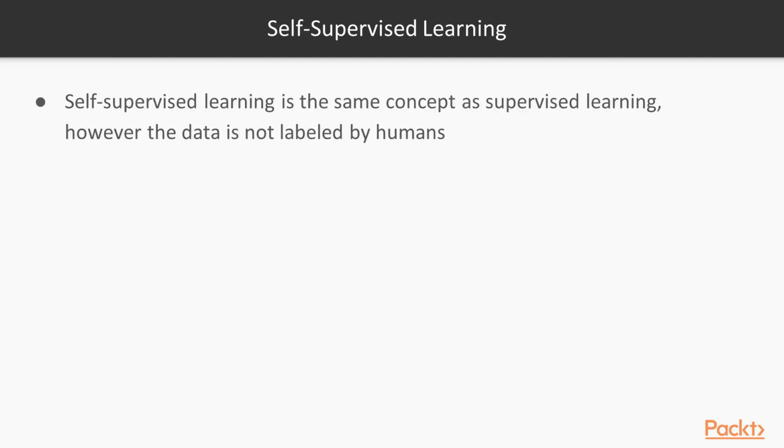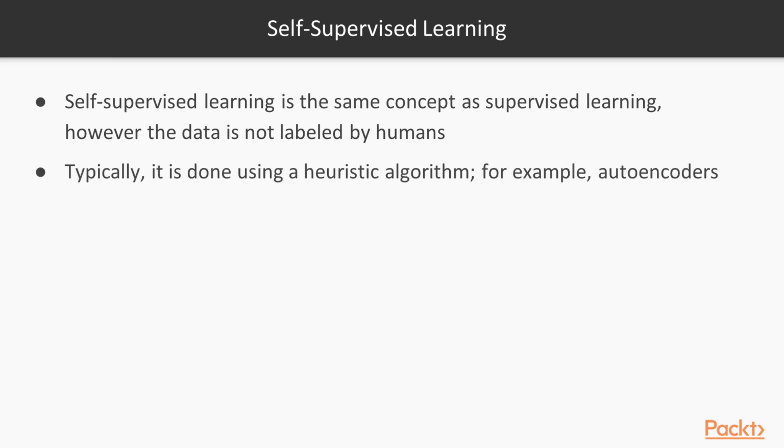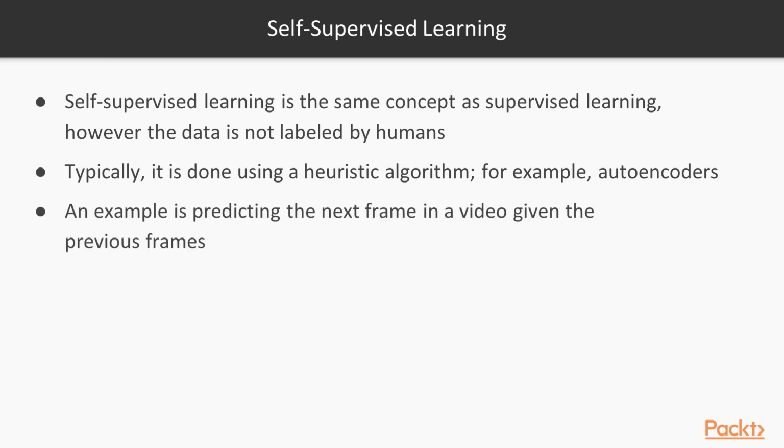Now let's look at self-supervised learning. Self-supervised learning follows a similar concept as supervised learning. However, the data isn't labeled by humans. So how are these labels created? Well, it's often done using heuristic algorithms, things like autoencoders. These things are a bit beyond the scope of this course and get quite complicated. But an example of this is something that can predict the next frame in a video given the previous frames. So that's how we can use it in the computer vision world.